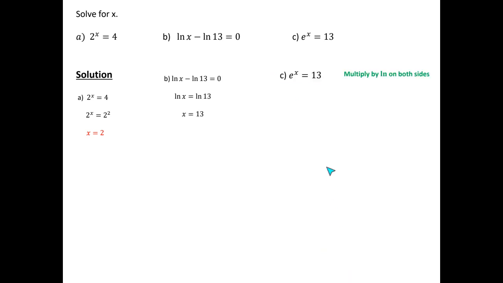Now here we have e to the x is equal to 13. There's no way for me to change 13 so that it has the same base. So one of the ways to solve this type of problem is if you have an exponential function, then what we could do is take the natural log of both sides. And so I'm going to have natural log of e to the x is equal to natural log of 13.